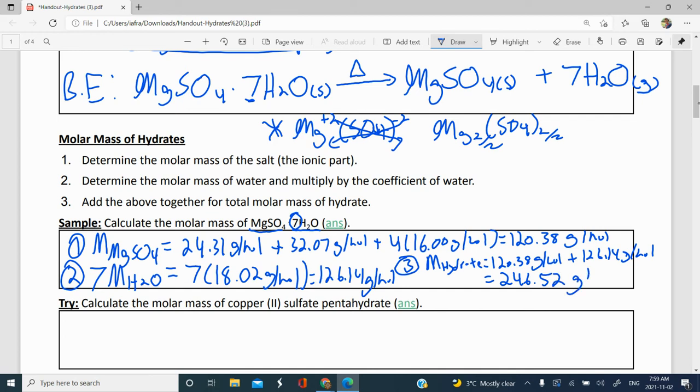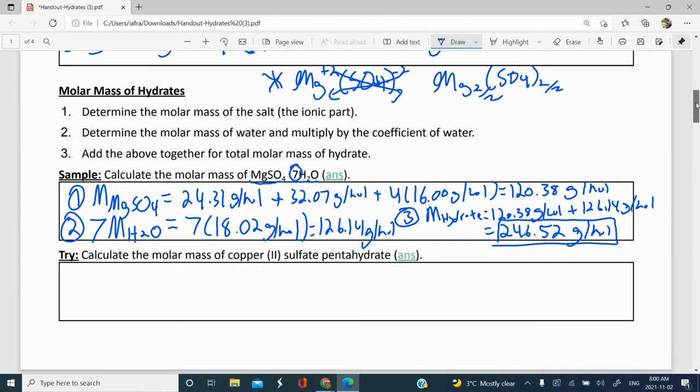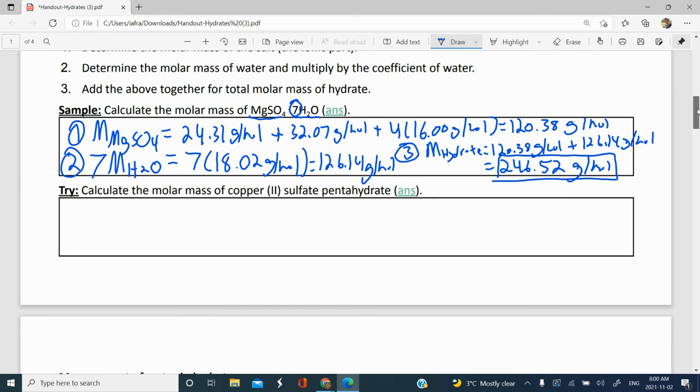246.52 grams per mole. I always like to do a double check just before I finish off to make sure I didn't make any errors. It seems like this is correct, but just quickly again, magnesium is 24.31 plus sulfur 32.07 plus 64 for the oxygen, and then plus 7 times 18.02, and I get 246.52 grams per mole to 2 decimal places because that's what my molar masses are given to in the periodic table.